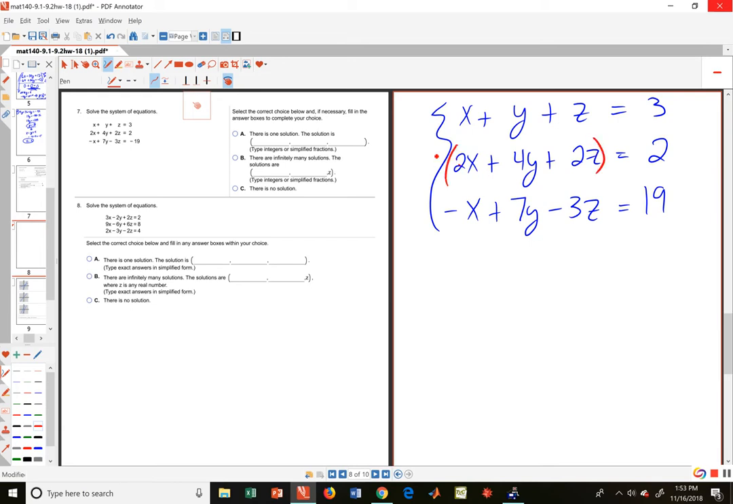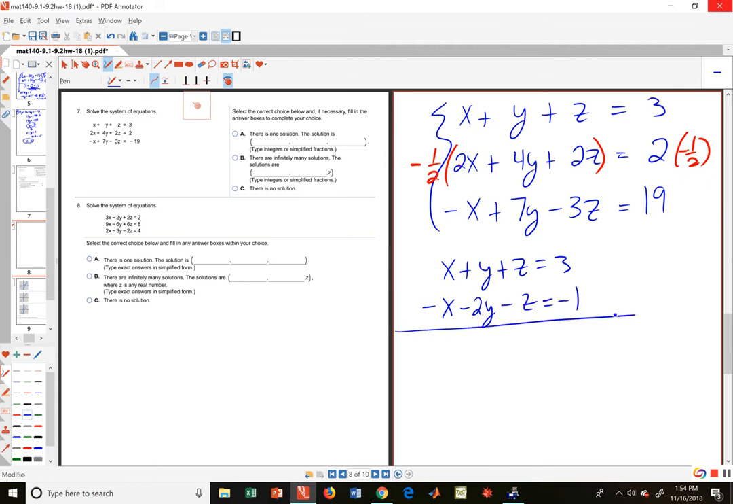Let's multiply this whole equation. You can see if you multiply by a negative half, in fact, that actually reduces everything in a nice way. I know fractions aren't our favorite thing to do, but let's do that because it really simplifies things quickly here. So you get a negative x, a negative 2y. Be careful there. We're distributing it all the way through. A negative z, and on the right-hand side, a negative 1.